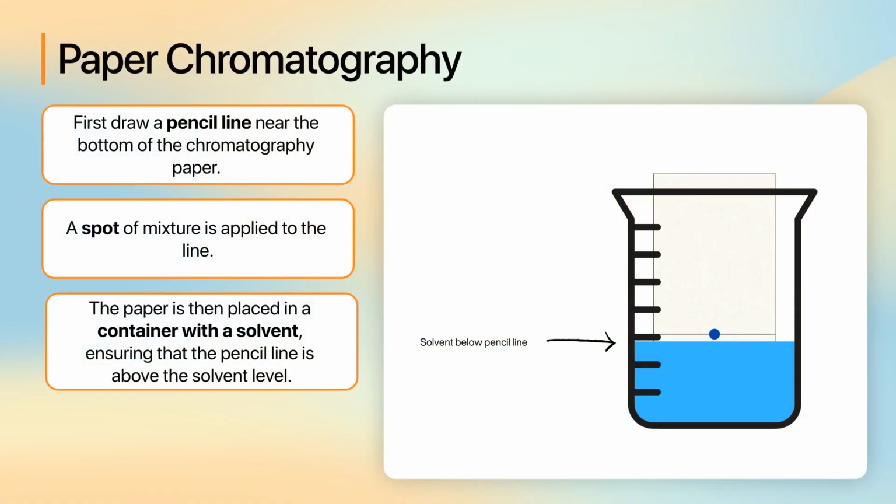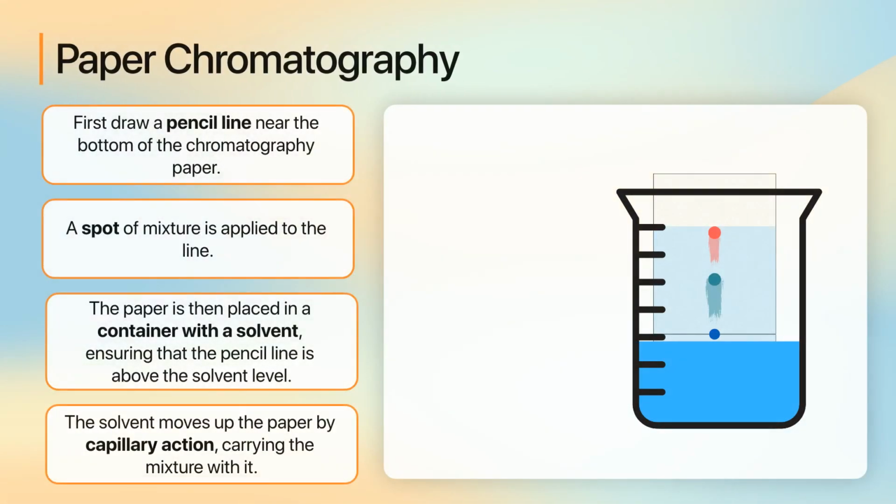This paper is then placed in a container with a solvent, ensuring that the pencil line is above the solvent level. This is so the solvent doesn't just wash the sample spot into the solvent container. The solvent moves up the paper by capillary action, carrying the mixture with it.